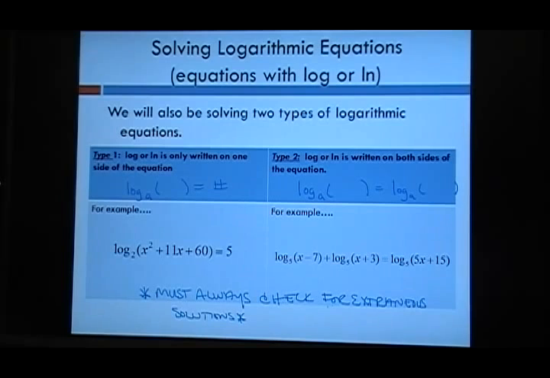So in terms of checking for extraneous solutions, we have to throw out any solution that makes any argument negative. Okay? I'm not saying you can't have negative solutions. You can. You just can't have solutions that make your arguments negative.